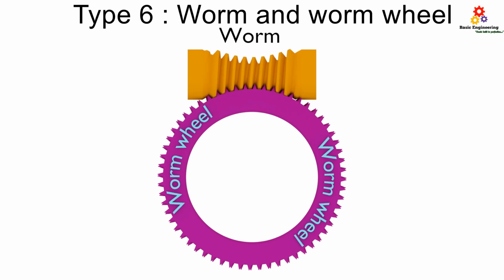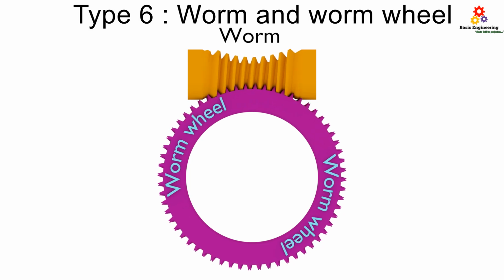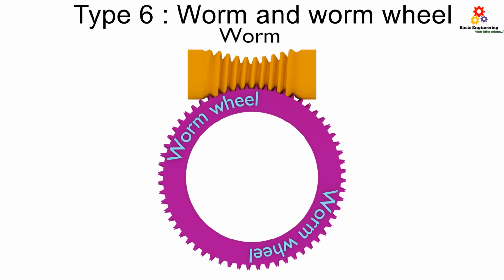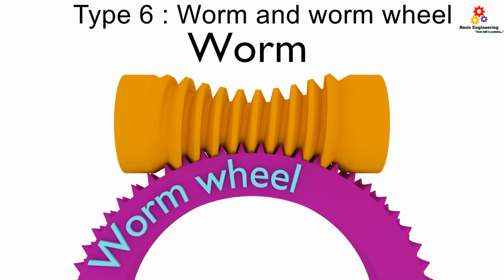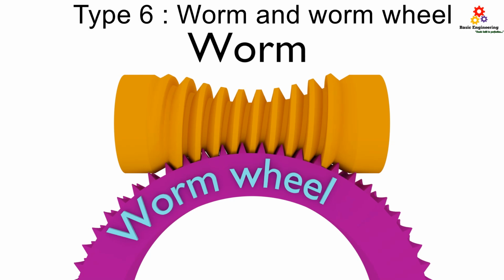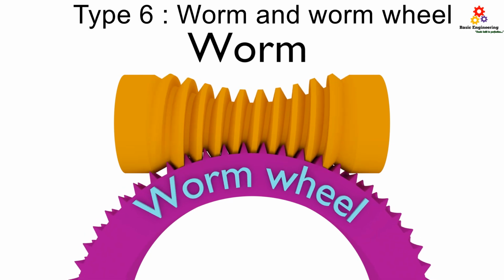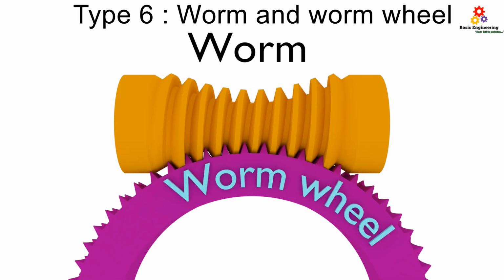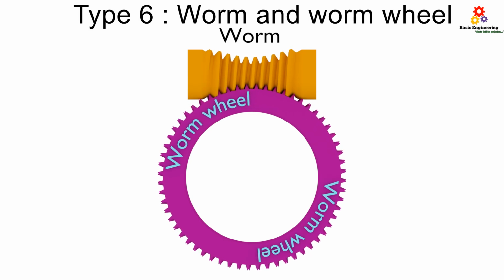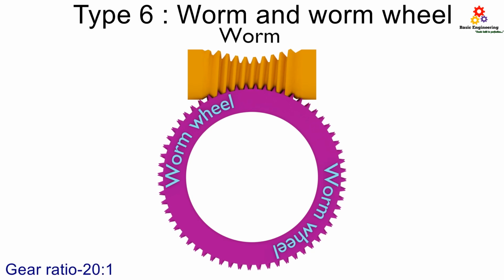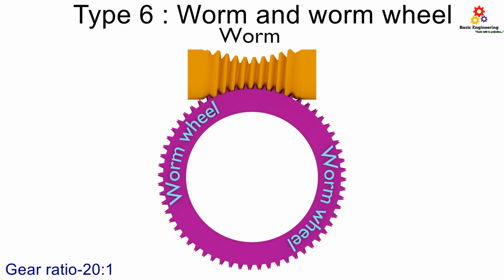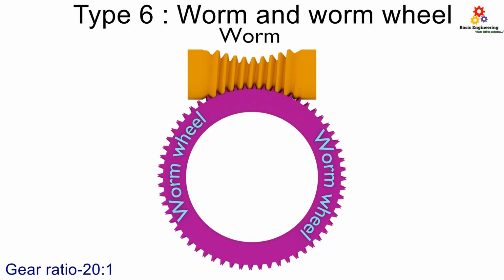Sixth and last type of gear is worm and worm wheel. This gear pair consists of a worm, which is similar to a screw, and a worm wheel. This gear pair is used to transmit power and motion between non-parallel and non-intersecting shafts. The gear ratio of worm and worm wheel is 20:1.